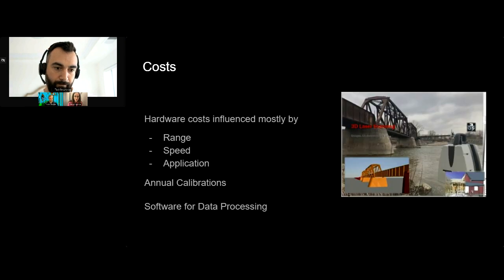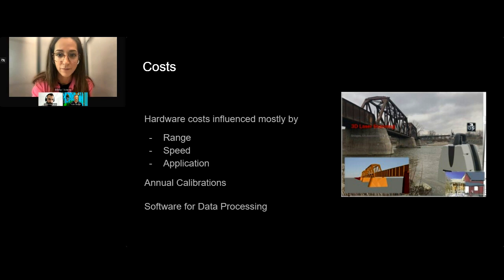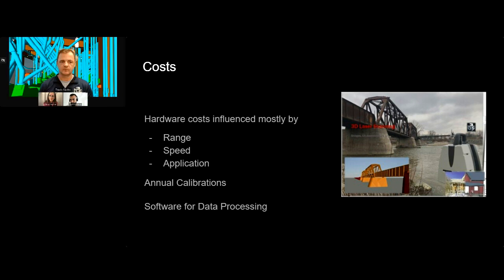Let's maybe touch base on the cost here. Travis, what could you tell us about the cost of these type of projects? Yeah, so it ranges, right? You can get a low range terrestrial scanner in the tens of thousands of dollars, and then you can go all the way up to $250,000, and some of the mobile mappers are in the millions.